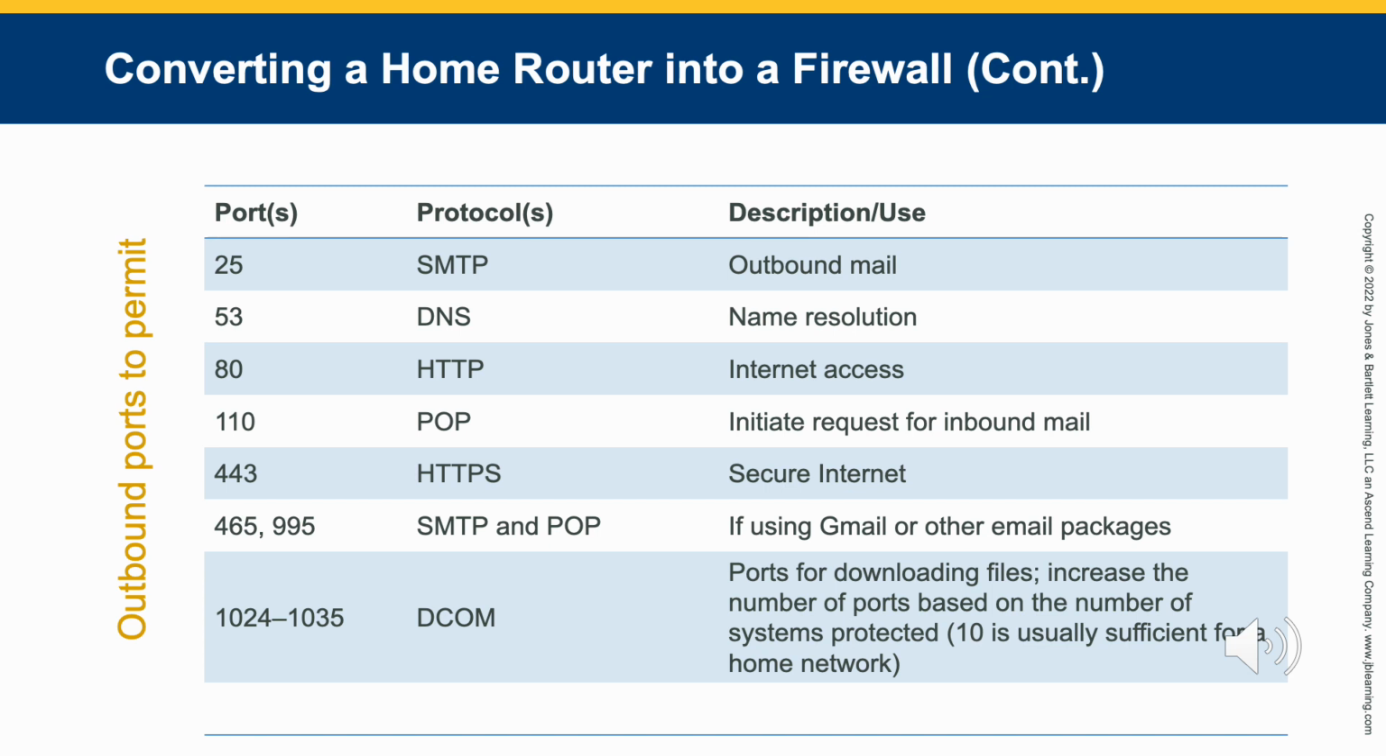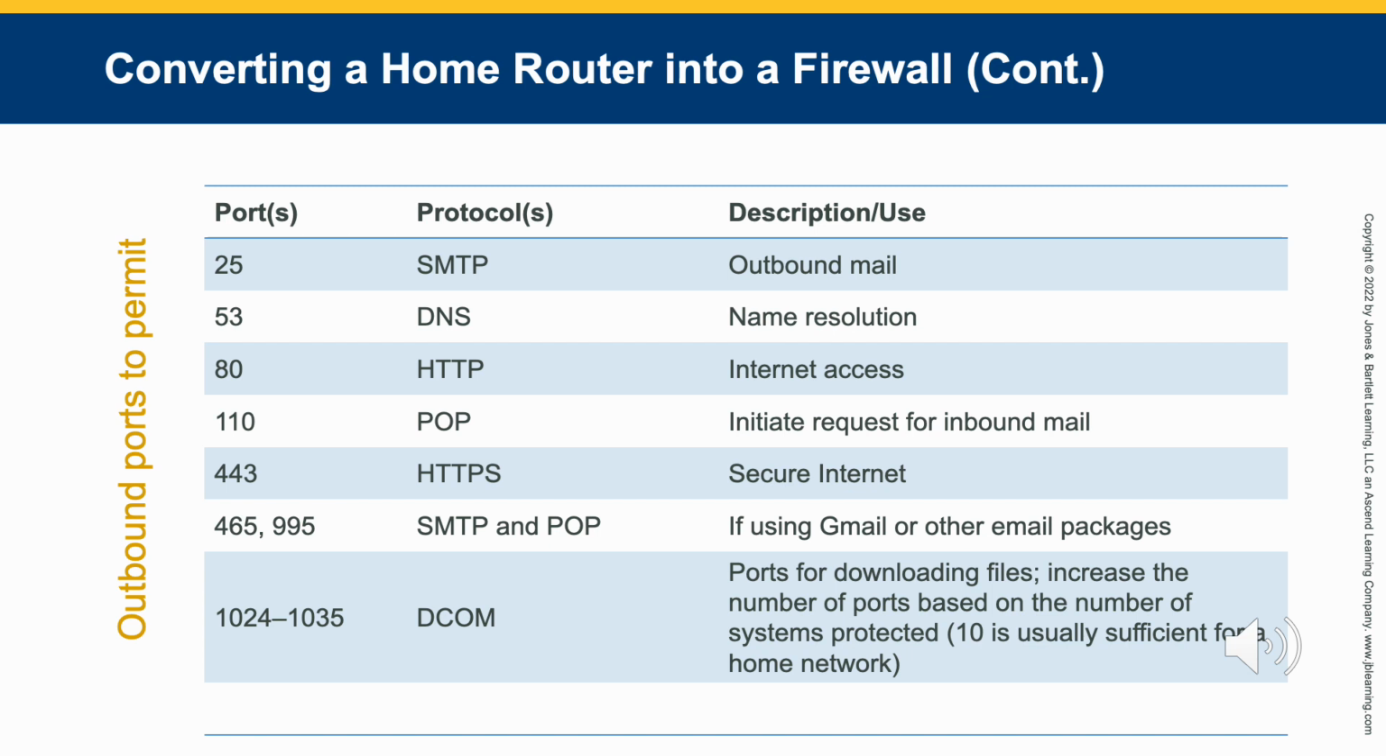In this chart, we're looking at some outbound ports to permit going out of our network to the internet. We'd want to open up port 25, which is SMTP, mail, allowing outbound mail. Port 53, which is DNS for name resolution. Port 80 for HTTP. Port 110, which is POP, another email protocol. And then 443, which is HTTPS or SSL for secure internet.